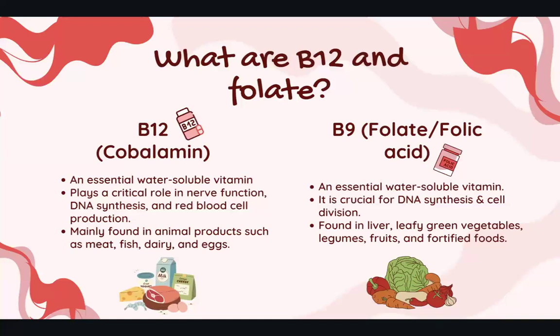We're going to start with B12. Another name for it is cobalamin. It is basically an essential water-soluble vitamin. As we said, it plays a critical role in a lot of functions in our body, like nerve function, DNA synthesis, and red blood cell production. It is mainly found in animal products such as meat, poultry, fish, dairy and eggs.